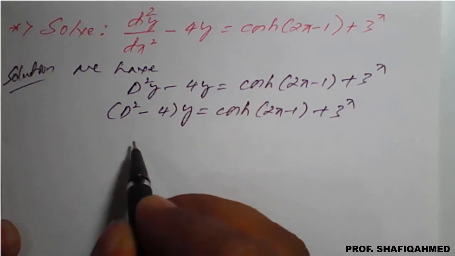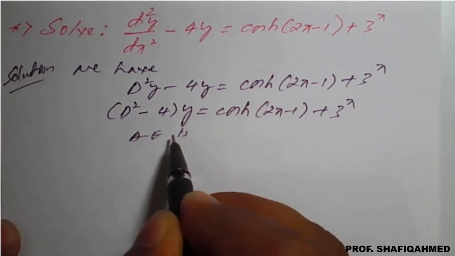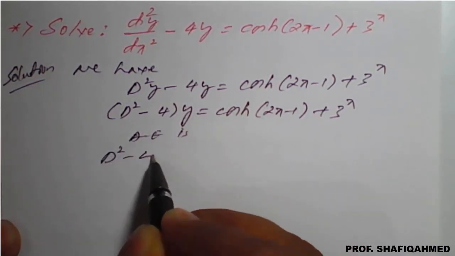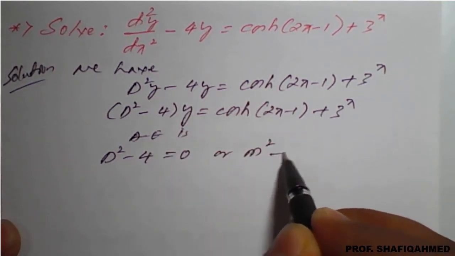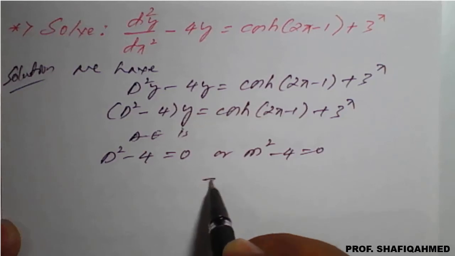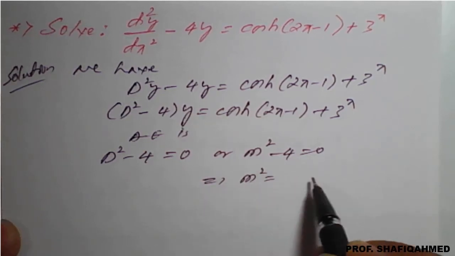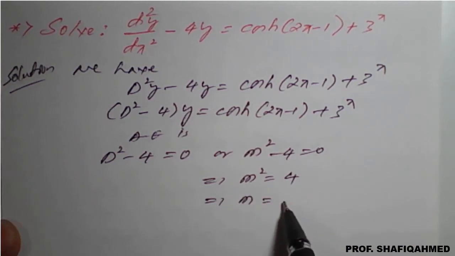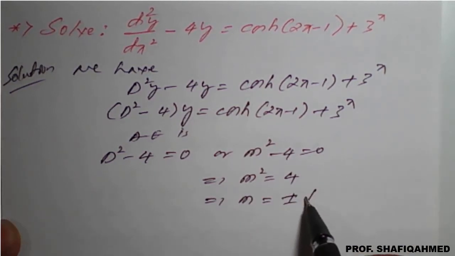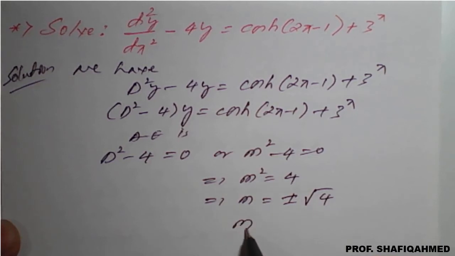So therefore the left hand side auxiliary equation is d square minus 4 equal to 0, or I can write it as m square minus 4 equal to 0, which implies m square is equal to 4, which implies m is equal to plus or minus square root of 4, that is m is equal to plus or minus 2. So we got two roots, with plus sign and with minus sign.